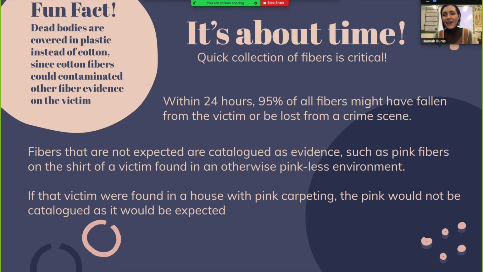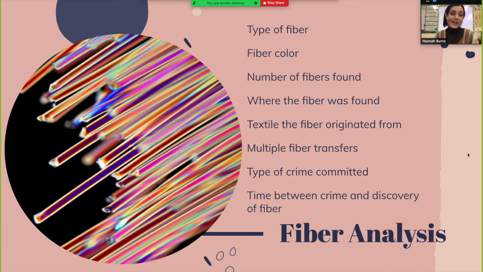And then one fun fact that I just thought was fun: in the past, dead bodies were covered with cotton, but we've actually stepped away from that. Now we do plastic tarps. And the reason for that is because cotton fibers shed pretty easily. And if any cotton fibers shed onto the dead body, then that could contaminate other fiber evidence that would be on the victim. So if you're wondering why plastic is used, that's why.